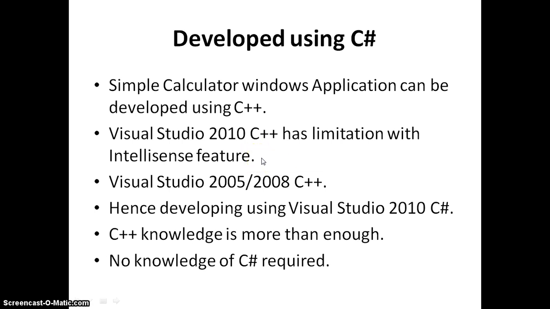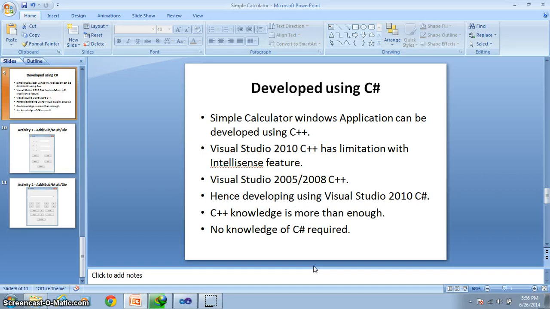So not to bother much about which language we are using, the knowledge of an object-oriented programming language is more than enough. If you are using Visual Studio 2005, 2006, 8, we can do it with C++. But if you are using Visual Studio 2010, we'll do it with C#, which has all the features in it. So C++ knowledge is more than enough. No knowledge of C# is required. So don't worry if you don't know C#. Only confidence and self-learning skills are more than enough. Just watch the video, you'll be able to learn a Windows application.